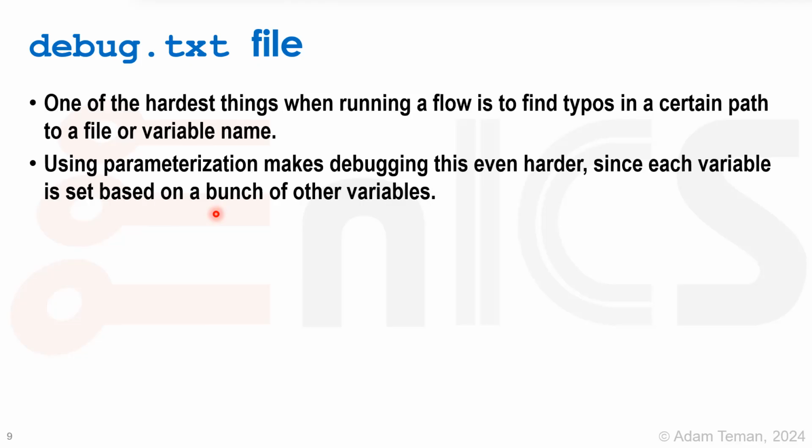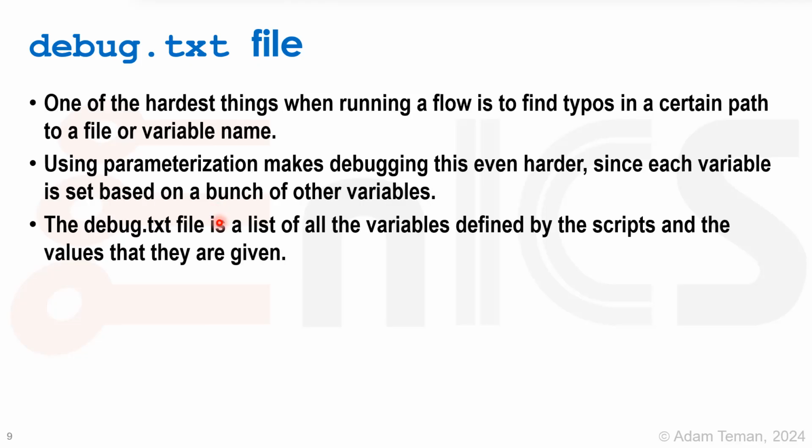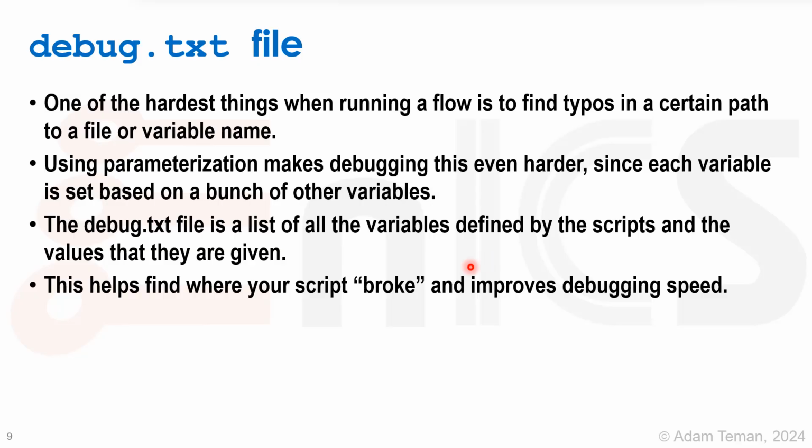So what I set up is something called the debug.txt file. It's a file where we keep on writing out all the variables that we created in the scripts, and we write what their values are. And therefore we get this long text file that has the name of the variable and its content inside it. And therefore we can really go and search through this when our script breaks down, and this helps us improve the debugging speed.